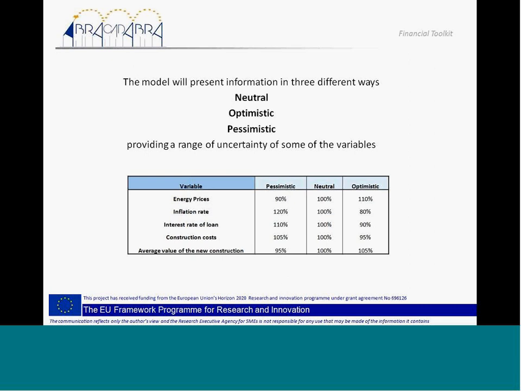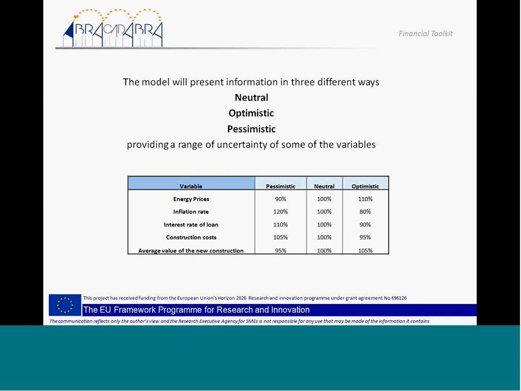So there are types that you can use in the toolkit: the neutral, the optimistic, and the pessimistic scenario. This will affect the payback period. In the middle column, the neutral scenario is the baseline, and in the baseline there won't be any changes. The energy prices, the inflation rate of the country, the interest rate of the loan, the construction costs, and the value of the new construction will remain the same overall in the next years. In the optimistic scenario, we see a 10% increase above the baseline of the energy prices, a 20% decrease in the inflation rate, a 10% decrease of the interest rate of the loan, a 5% decrease of the construction cost, and a 5% increase on the new value of the construction.